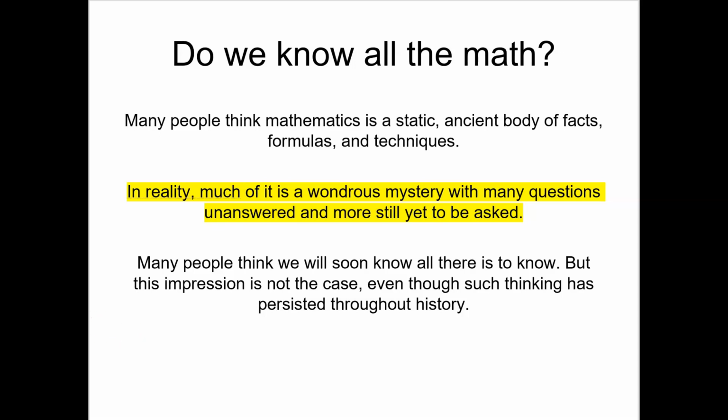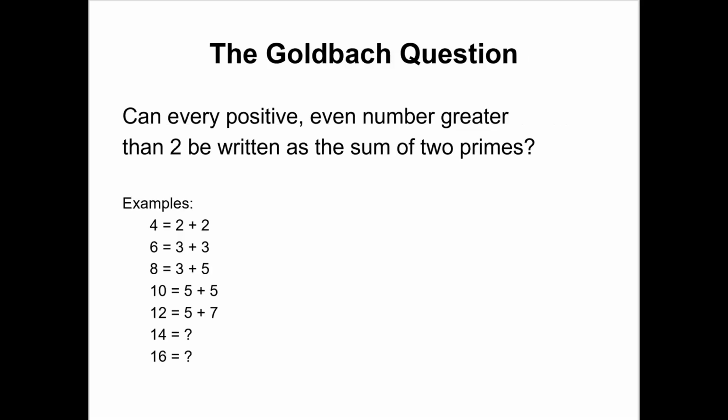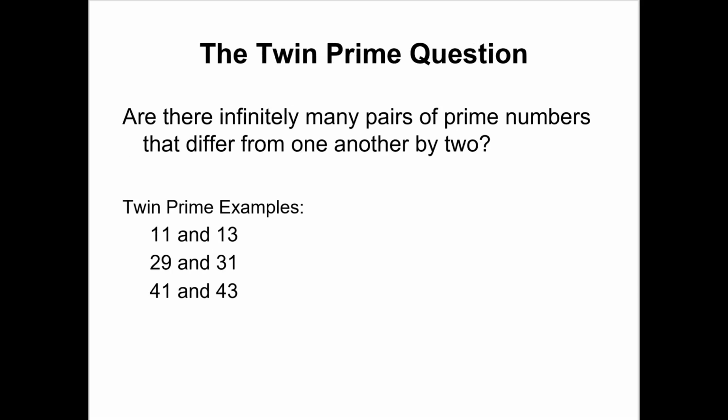So let's look at 2 open questions that are still not proven in math. This is called the twin prime question. The question is, are there infinitely many pairs of prime numbers that differ from one another by 2? Mathematicians have not formally proven that yet. The Goldbach question, can every positive even number greater than 2 be written as the sum of 2 primes? We don't know.